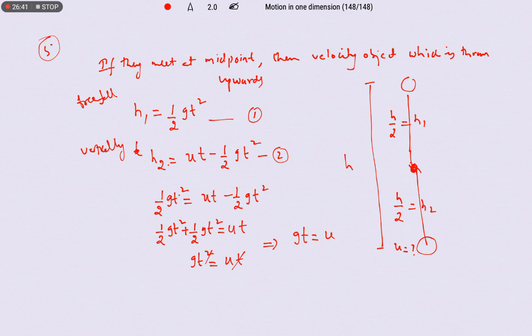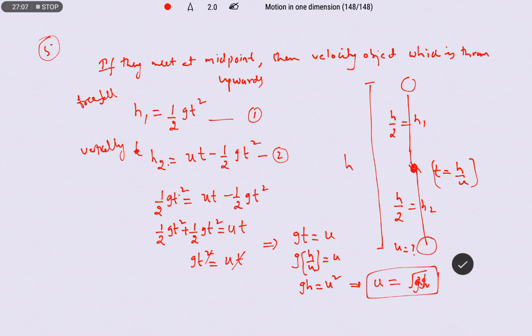But we know that when they meet, the time of meeting of the object will be h by u. So therefore t equals h by u. Substitute here t equals h by u, into u, therefore gh is equal to u square. Therefore the velocity of projection of the object is under root of gh.